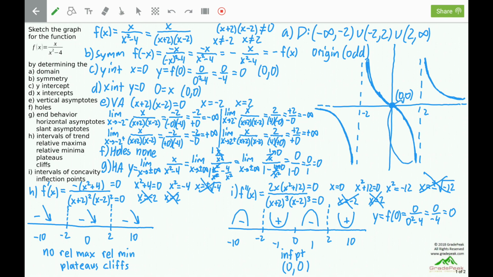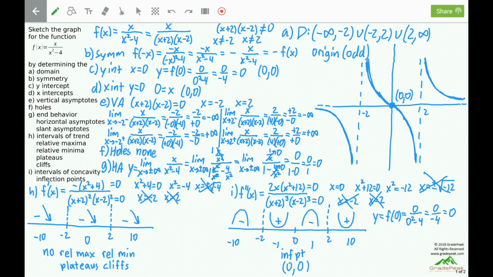This piece, taking the mirror image over the y-axis, will end up here, and then taking that over the x-axis will end up here, and it will line up with itself as well. So it's showing the origin or odd symmetry. It's its own mirror image over the y-axis followed by the x-axis.